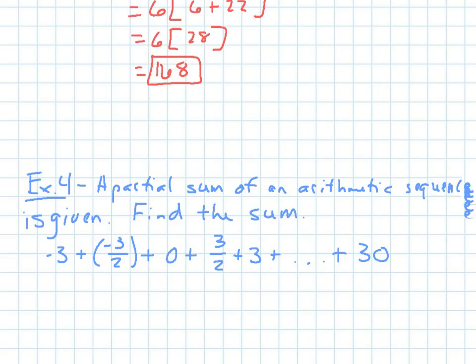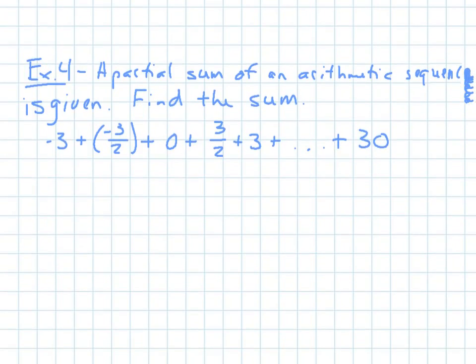Okay? Example 4 says a partial sum of an arithmetic sequence is given, and we want to find the sum. So they don't give you a, d, and n particularly. You can tell that a is negative 3, so you've got that. You're actually given a sub n, which is 30. So this one might be easier if we use the other equation, but I still need to know what my n is. And because of the terms, you can either count it, or here's another way of thinking about it.